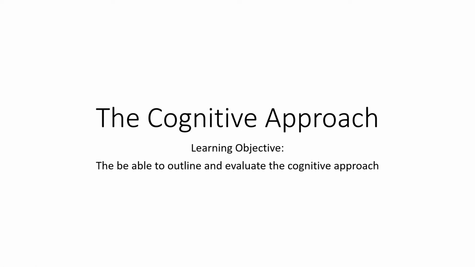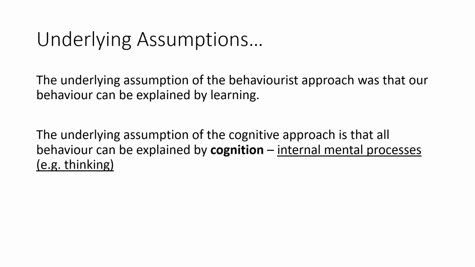Welcome guys, today we're going to be looking at the cognitive approach and we're going to be outlining and evaluating it today. The underlying assumption of the behaviourist approach was that our behaviour could be explained by learning. However, the underlying assumption of the cognitive approach is that all behaviour can be explained by cognition, which basically just means our internal mental processes such as thinking.